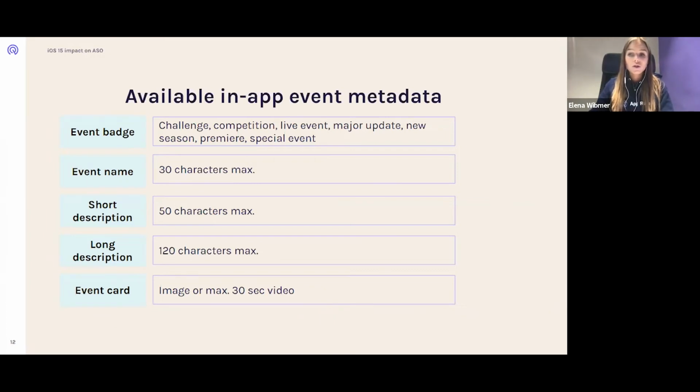Then you should also choose a unique event name where you have up to 30 characters. You also have the short description with up to 50 characters to briefly explain your event and convince users to take part in that event. And then there is the long description for more information. And of course, then within your event card, you have also the dedicated media, which could be an image or also 30 seconds video.